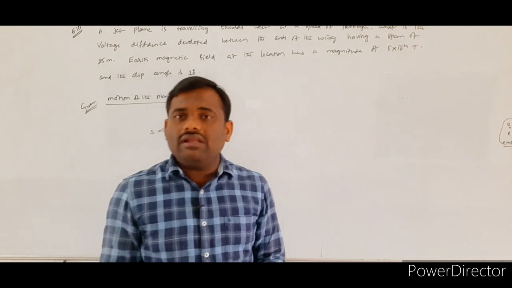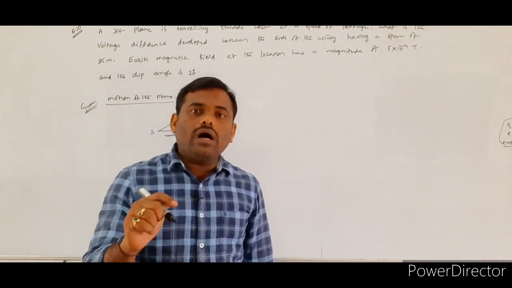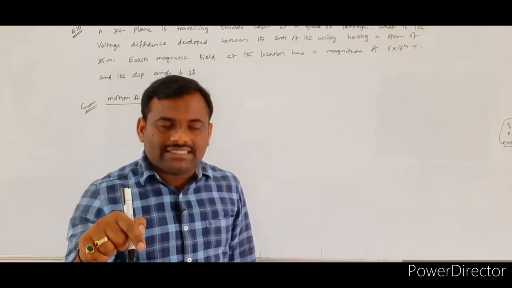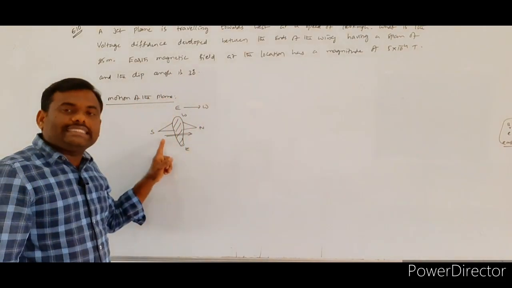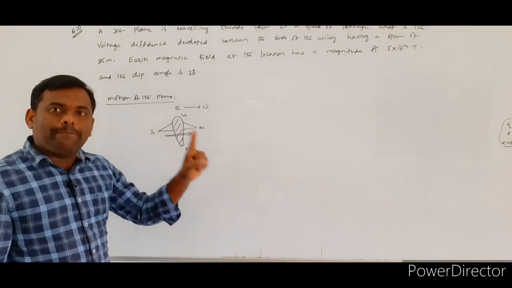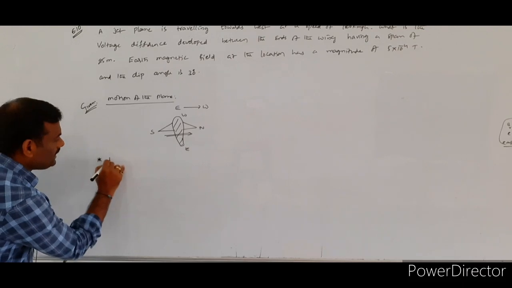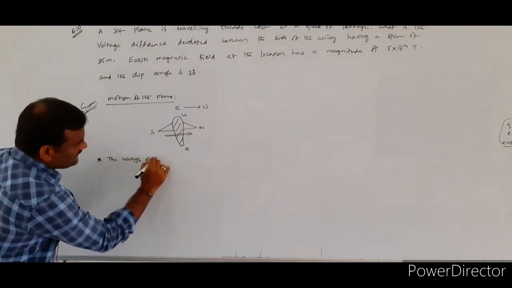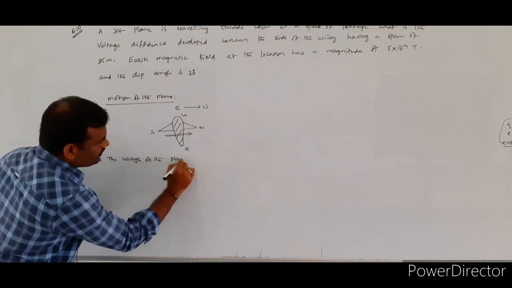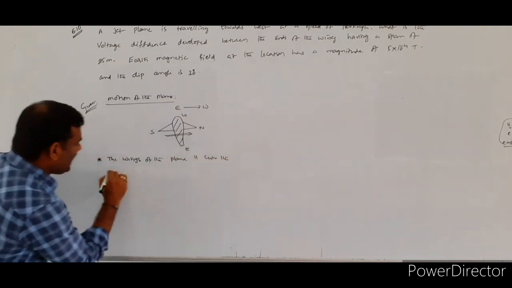Even though the plane travels from east to west, who cuts the magnetic flux? The wings of the plane will be cutting the magnetic flux. So the point we have to understand is that the wings of the plane cut the magnetic flux.